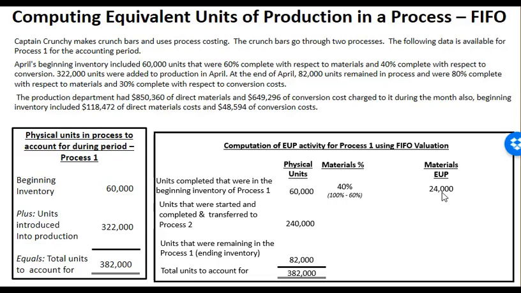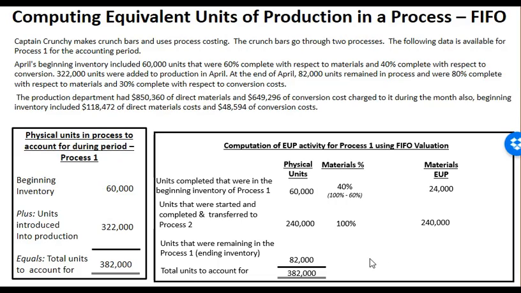Now I'm going to take a look at the units that were started and completed and transferred into process 2. If units were started and completed in the same month, that implies I had to put in 100% effort to complete those units. So I take 100% effort on materials times 240,000 units, and I come up with equivalent units of production for materials of 240,000 units.